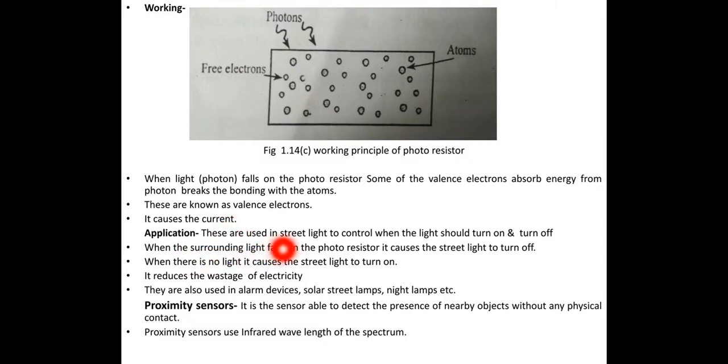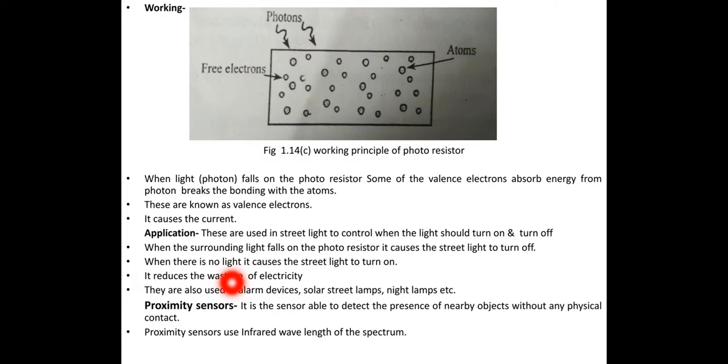Application: these are used in street light to control when the light should turn on and turn off. Now simple, when the surrounding light falls on the photoresistor, it causes the street light to turn off. That means no requirement of light when the surrounding light is there. When the surrounding light is not there, that means it turns on. It reduces the wastage of electricity. They are also used in alarm devices, solar street lamps, night lamps, etc.